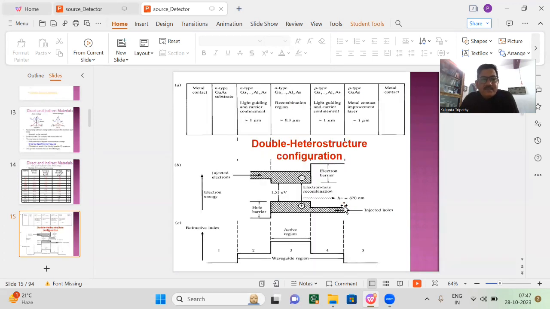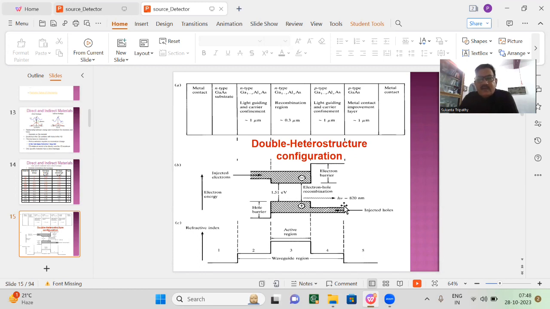Now with the basic principle of the p-n junction and some idea about direct and indirect band gap semiconductors, you will try to understand the double heterostructure configuration of the p-n junction, which is actually a better structure to realize carrier confinement and optical confinement. Now, let me first explain what we mean by the double heterostructure.